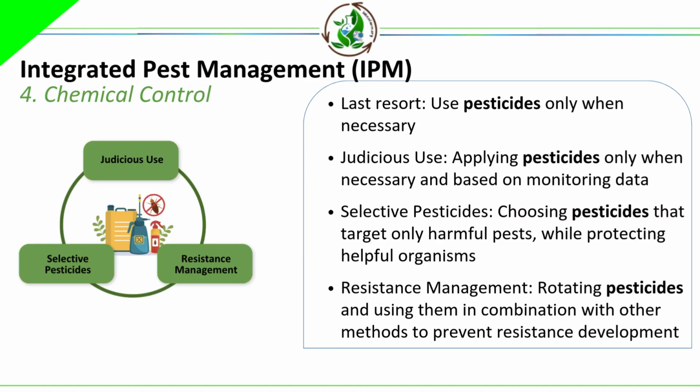Chemical control in IPM is used only when the other methods aren't enough to control the pest. The focus is on judicious use, which is applying pesticides based on monitoring data, not on a fixed schedule or rate. Selective pesticides target harmful pests while sparing beneficial ones. Resistance management is also key, by rotating chemicals or mixing IPM methods so pests don't evolve resistance. Chemicals are a tool, but they're most effective when integrated with the other tiers of IPM.